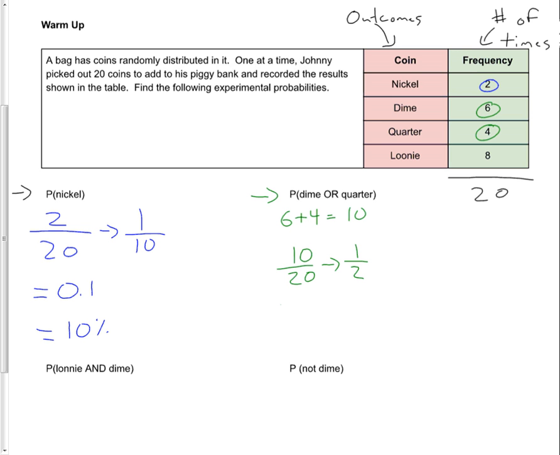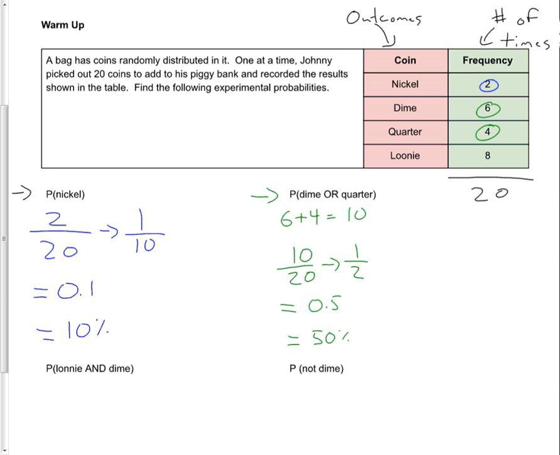We can also put this into a decimal by taking 1 divided by 2, and that would give us 0.5. And if we want to convert that into a percentage, we would take our decimal value and multiply it by 100. So 0.5 times 100 happens to be 50%.